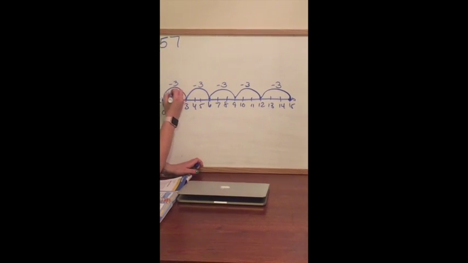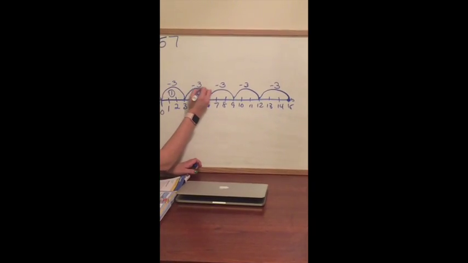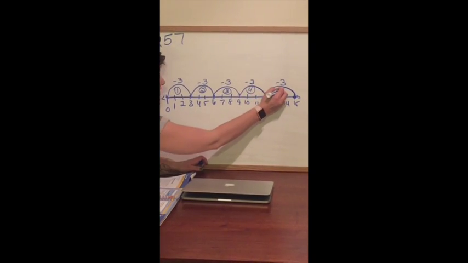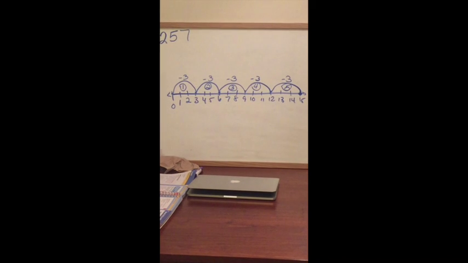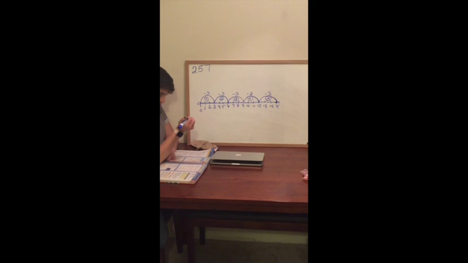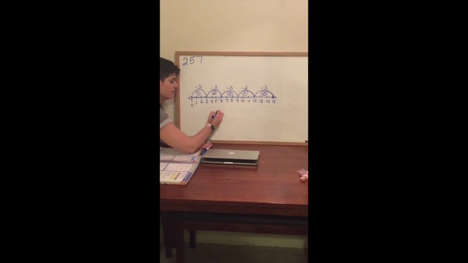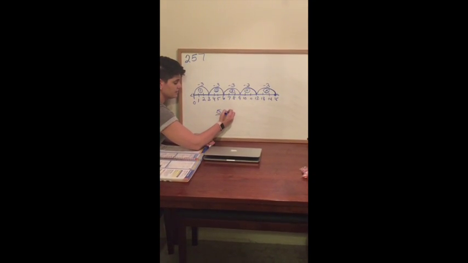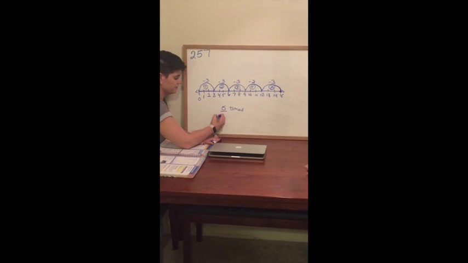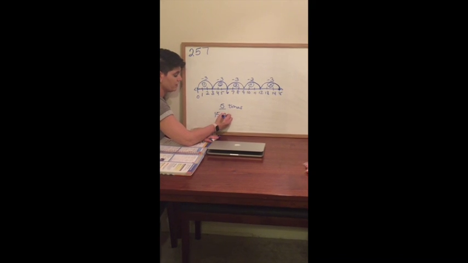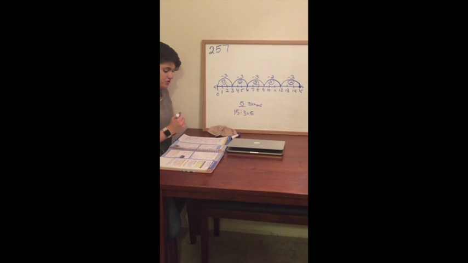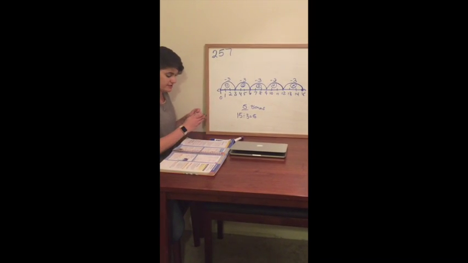Now I can count. That's 1, 2, 3, 4, and 5. I got the same answer both times. I subtracted groups of 3 5 times. So I know that 15 divided by 3 equals 5. Once you finish this, I want you to turn your page and go to example 2.